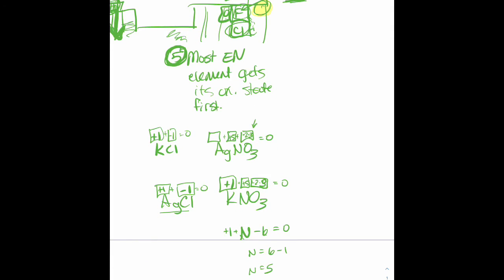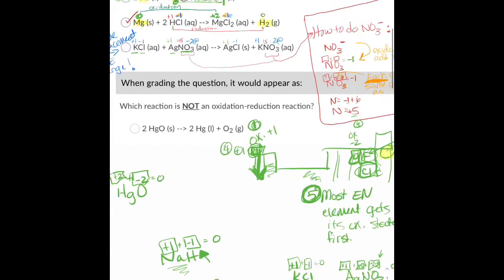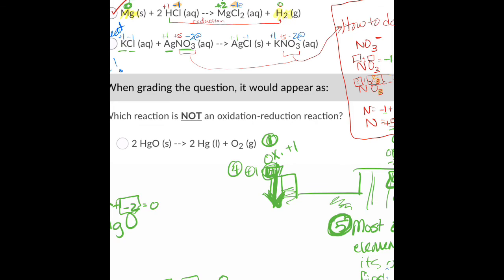Now I can say that Ag plus 5 minus 6 is equal to 0. So Ag is equal to 6 minus 5, which is +1. By the way, Ag is usually +1 with these things, or 0 if it's by itself. I've got them all filled in, and here you will see that none of them change. The Ag on both sides is +1 and +1. The Cl is -1, -1. The K is +1 and +1. The nitrogen is +5 and +5. And the oxygen is -2, -2. So nothing changed. That's why this is not an oxidation reduction problem.